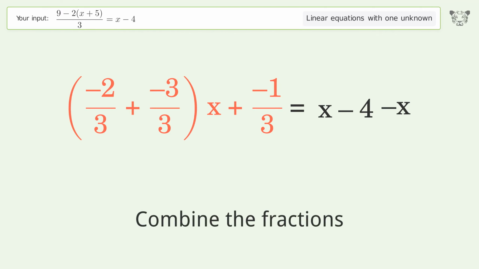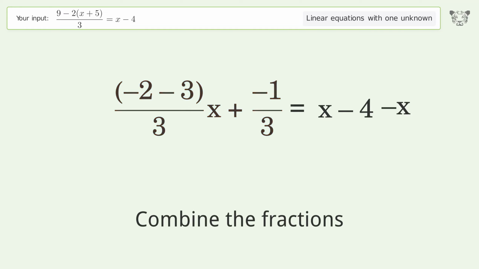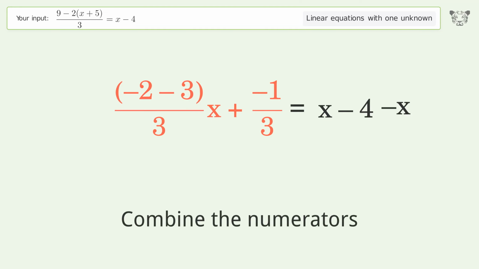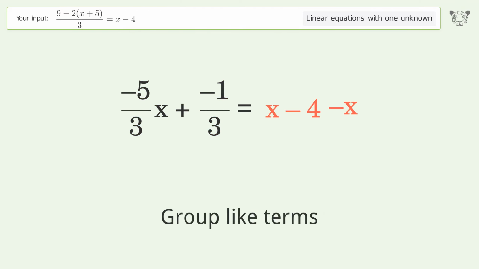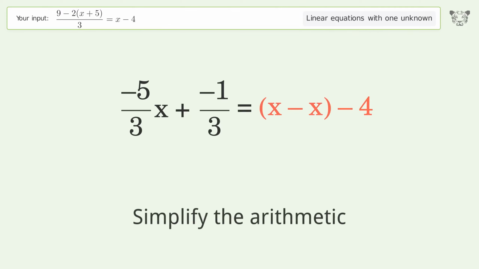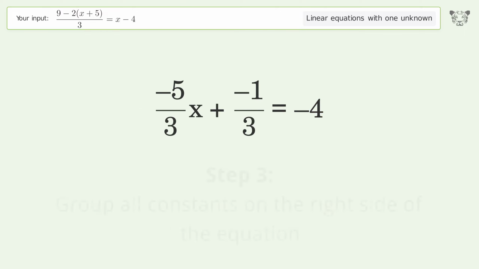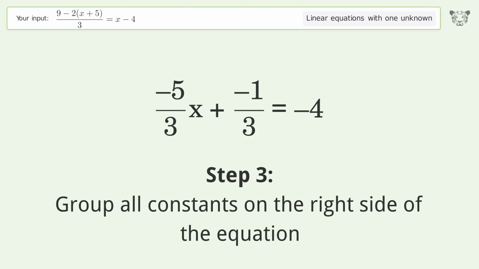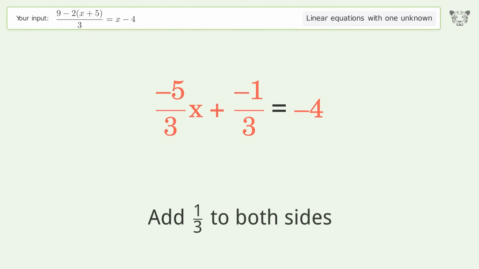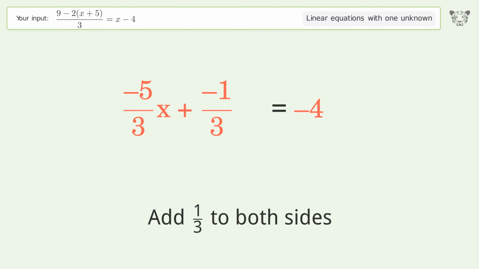Combine the fractions. Combine the numerators. Group like terms. Simplify the arithmetic. Group all constants on the right side of the equation. Add 1/3 to both sides.